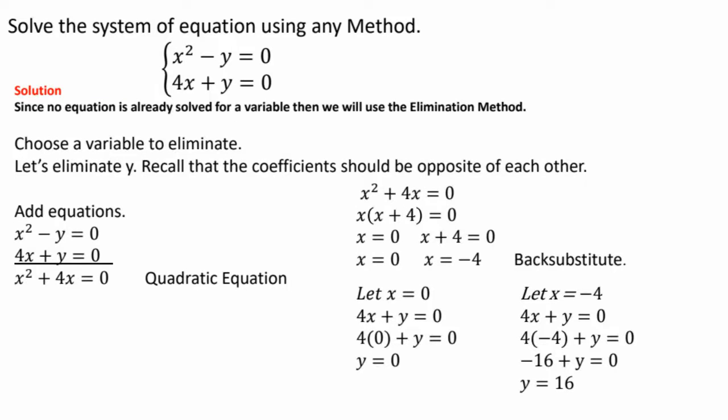Okay, let's go ahead and do the negative 4 now. Again, I'm going to use the second equation. I want to make my life easy. So 4 times negative 4 plus y is equal to 0. So a positive 4 times a negative 4 is going to give me negative 16 plus y equals 0. Add 16 on both sides, so y is equal to 16. So again, my solution set is 2 points. So my line crosses my parabola at 0, 0 and negative 4, 16.